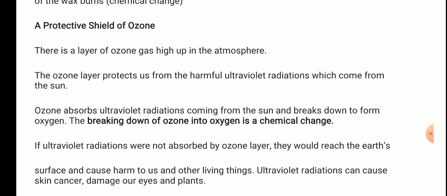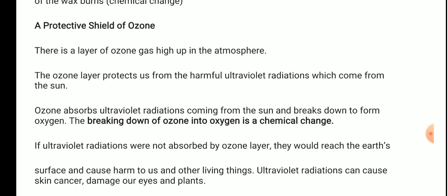Then we also studied the burning of a magnesium ribbon. What was the product formed? The ash formed was magnesium oxide, and then we dissolved that ash in water. What was the product formed? Magnesium hydroxide. So these were some chemical changes, and we also studied the reaction of vinegar and baking soda, to see that the gas evolved is carbon dioxide.